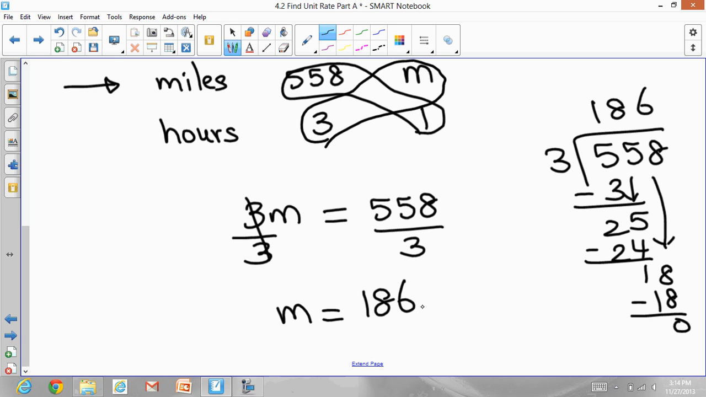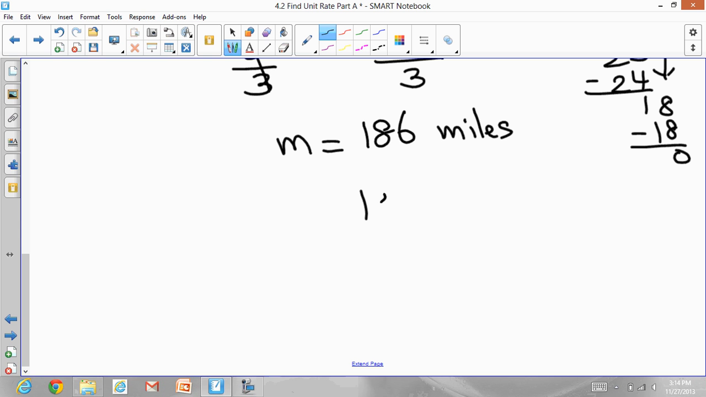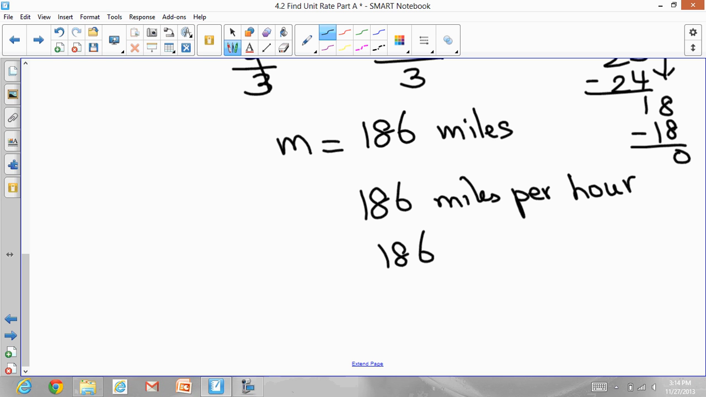Do not just give me the number. Give me what the 186 represents. So if you go back to the one that you put an arrow, which is your m, you just attach the word miles. So that means in 1 hour, you can go 186 miles. Or I need you to write it as 186 miles per hour. The same thing can also be written as 186 mph.